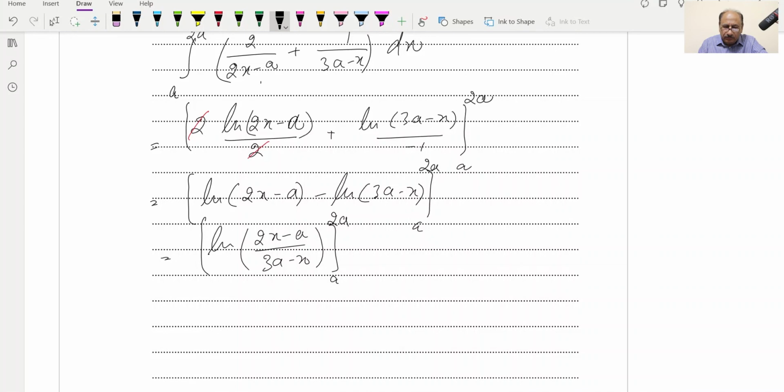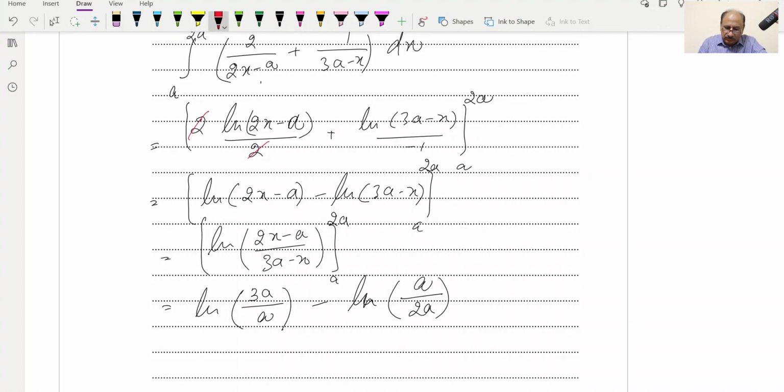Now we can apply the upper limit first. So the upper limit will be 2a, so the numerator will be 4a minus a, which is 3a, and the denominator will be 3a minus 2a, so it will be a. And minus the lower limit, so log of 2a minus a will be a, over 3a minus a, which will be 2a.